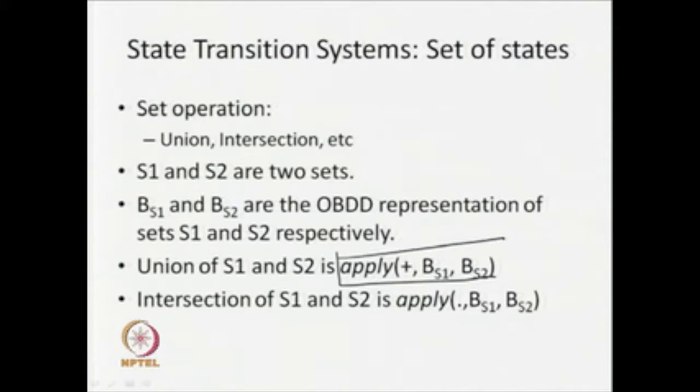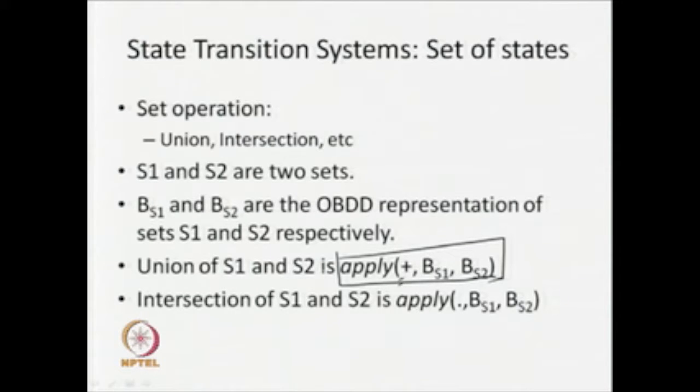Already we know the apply algorithm; apply with some operator can be done with the help of this apply operation. So, we are going to apply the operator plus on B_S1 and B_S2. After applying this operation, we are going to get an OBDD, and that OBDD is going to give me the set of states, and it is going to represent the union of S1 and S2, because it takes the portions from B_S1 and B_S2.